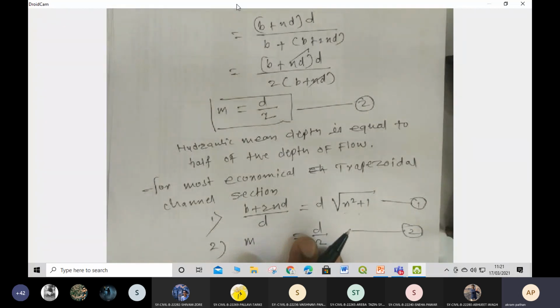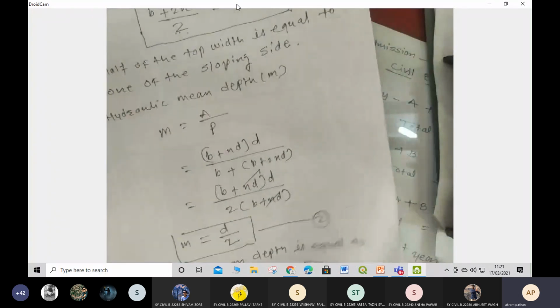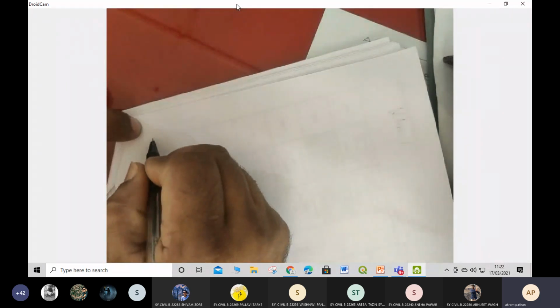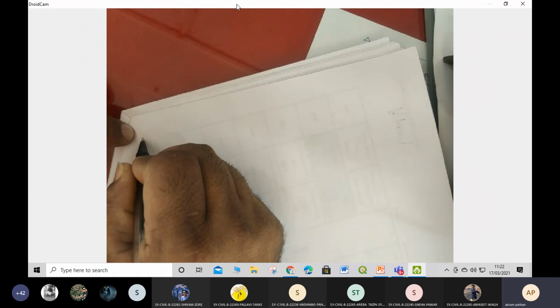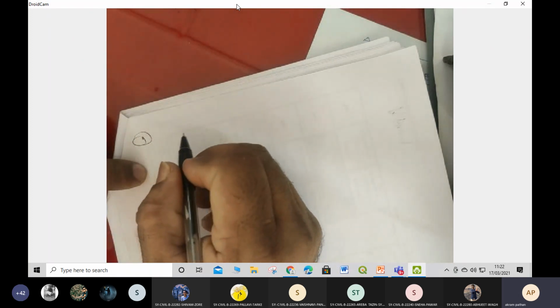Now we are going to solve one problem on the trapezoidal channel section. I have a problem, and I am going to share this problem with all of you. So the first problem on the trapezoidal channel section, I request all of you, please write this problem in your notebook.